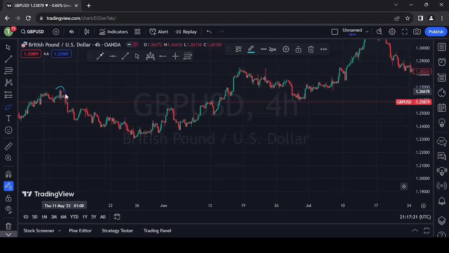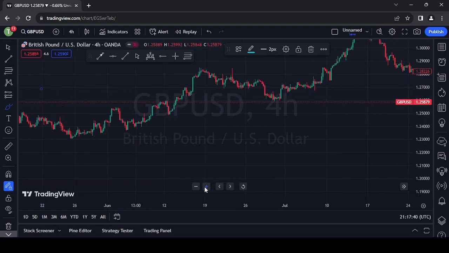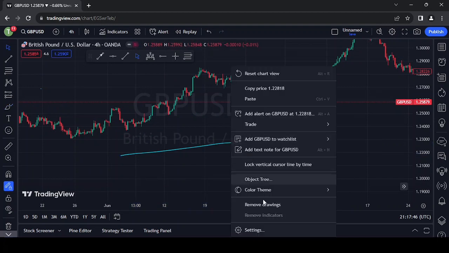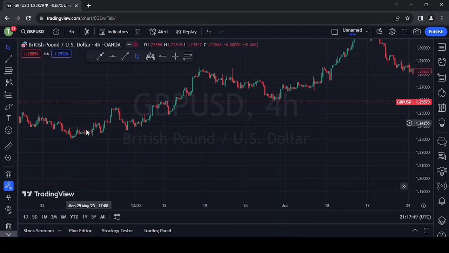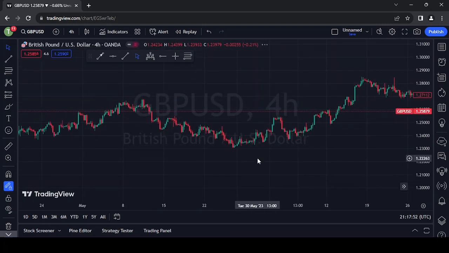Now from this point to this point, again this point, then this point, then this point. Let me zoom so that you can see. Sorry, I cleared that off. So let me do it again.